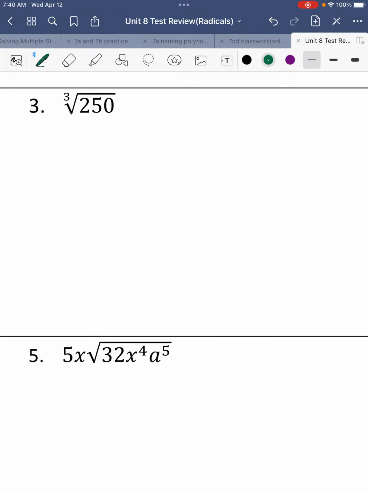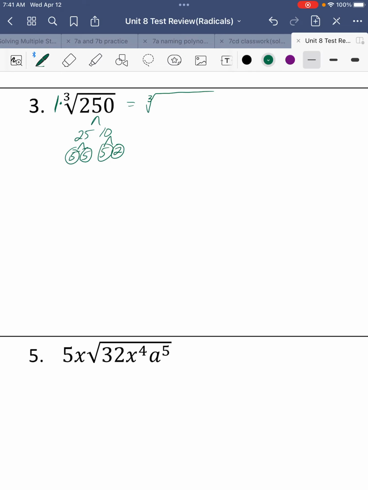All right, number 3, this is a cube root, so I'm going to work through this problem also. There are no numbers on the outside. You can always put a 1 on the outside if you'd like, but it's not needed. 250 breaks down, the easiest way that I know is 25 and 10. 25 is 5 times 5. 10 is 5 times 2.